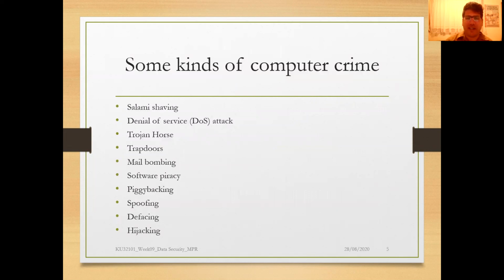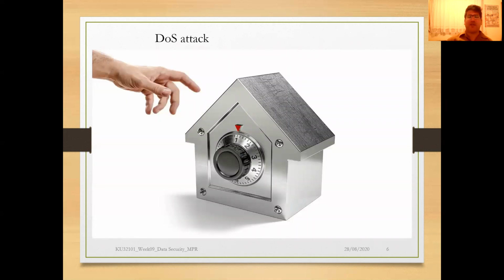All right, so here are some different kinds of computer crime, and they all have interesting names. So we have salami shaving, denial of service, DOS attack, Trojan horse, trapdoors, mail bombing, software piracy, piggybacking, spoofing, defacing, and hijacking. Okay, so a DOS attack is when someone shuts down your computer so that you can't use it. You can't turn it on. Okay, and they do this so that they can then ask you for money to turn it back on. So it's actually quite effective because people do a lot of their work on their computer, or they have important information on their computer, or their computer is very expensive, so they're willing to pay some money to turn it back on.